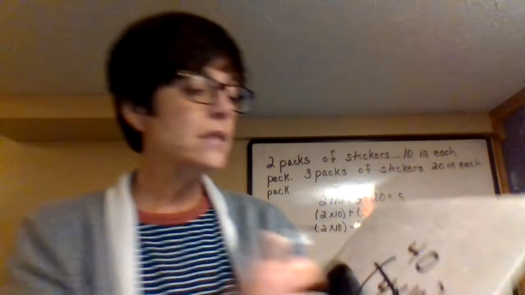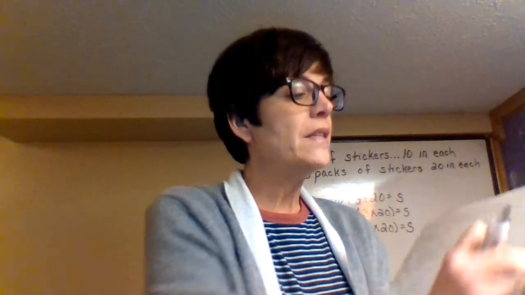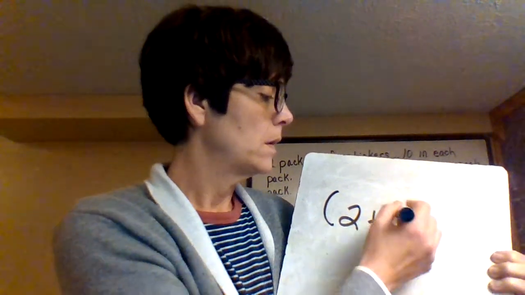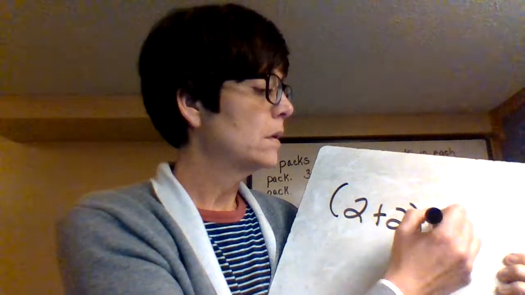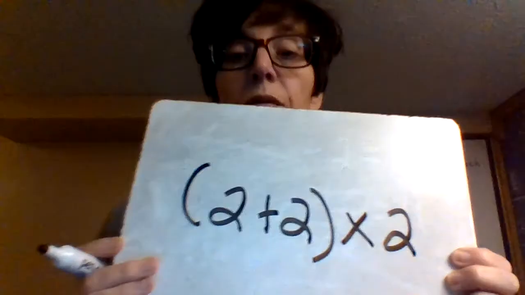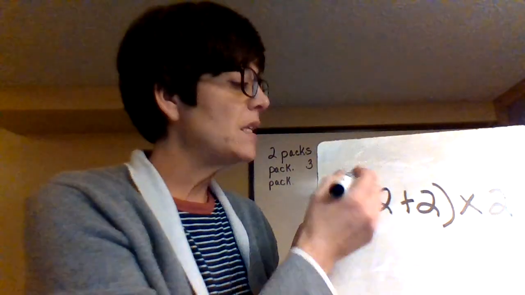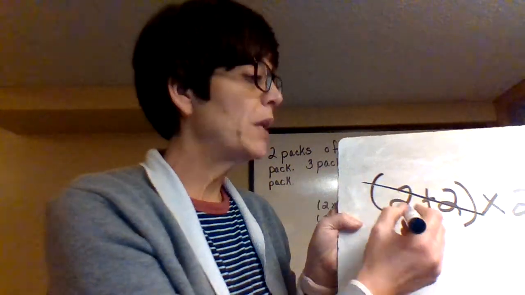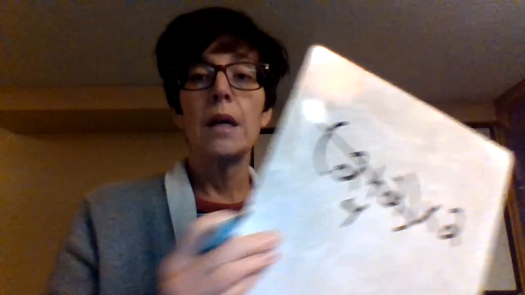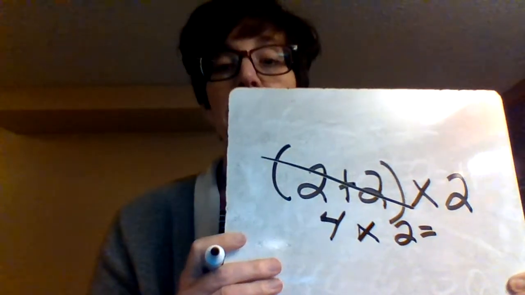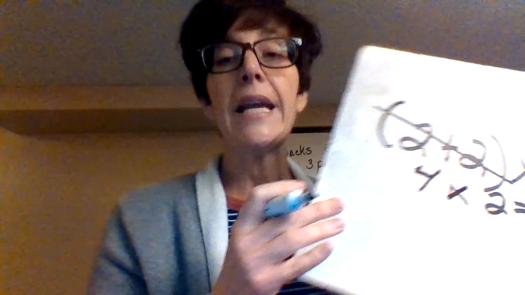All righty. Last one. Parentheses 2 plus 2, I'm sorry, times 2. I'm going to pause the video to give you a second to solve this one on your own. All right, so did you do that work? Let's check, all right? So remember the parentheses tells us we have to do that part first. So 2 plus 2 is 4. And then we're going to do the rest of the work. 4 times 2 equals 8.